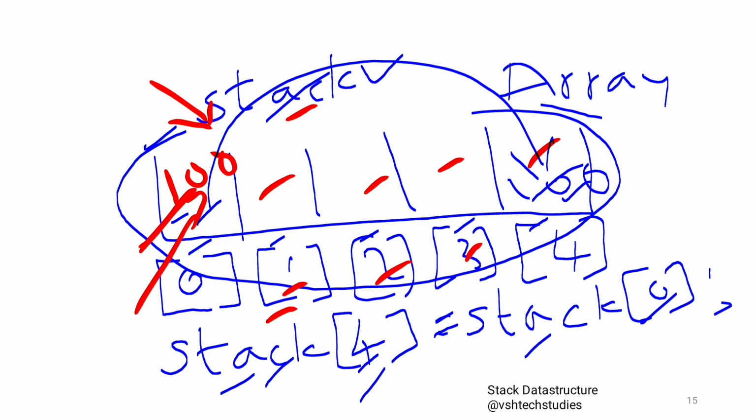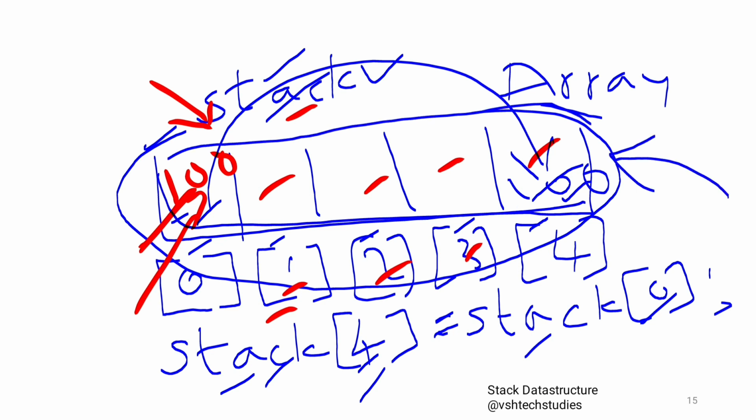So this array is going to be used as a stack. The property of the stack is that an element can be added only at the top, and can be removed only from the top. That is what a stack is. It's a LIFO data structure, last in first out, or first in last out. So that we shall see in detail next.